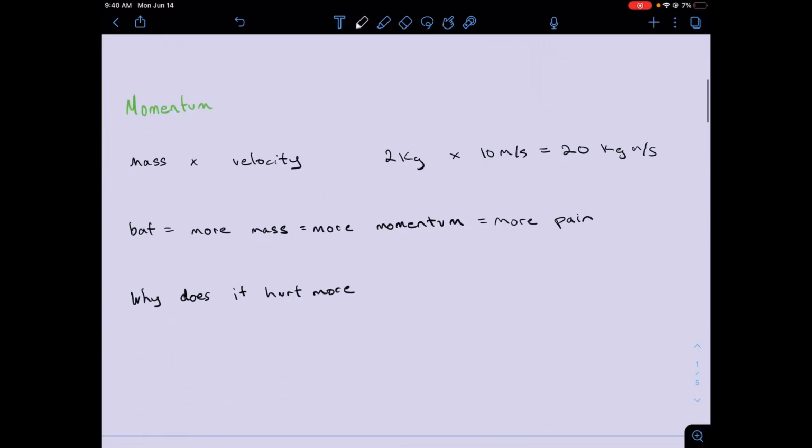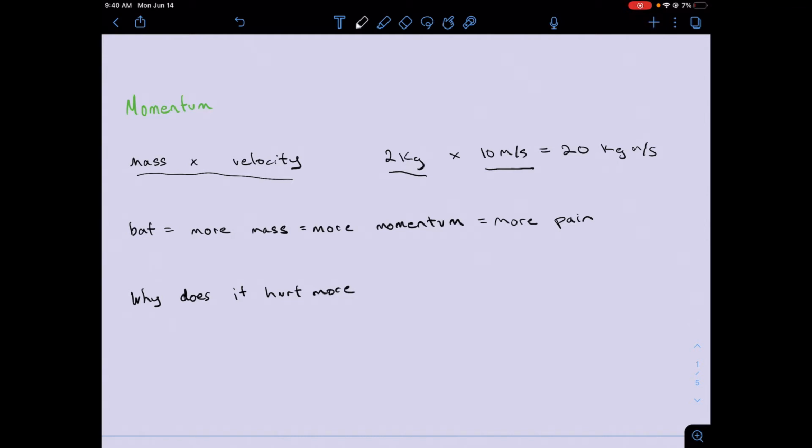The reason it hurts more is because of something called momentum, which is given by mass times velocity. So for the bat, which would have weighed 2 kilograms, and since it was traveling at 10 meters per second, it would have had a momentum of 20 kilograms meters per second. And since it has a greater momentum, because it has more mass, it hurts more.